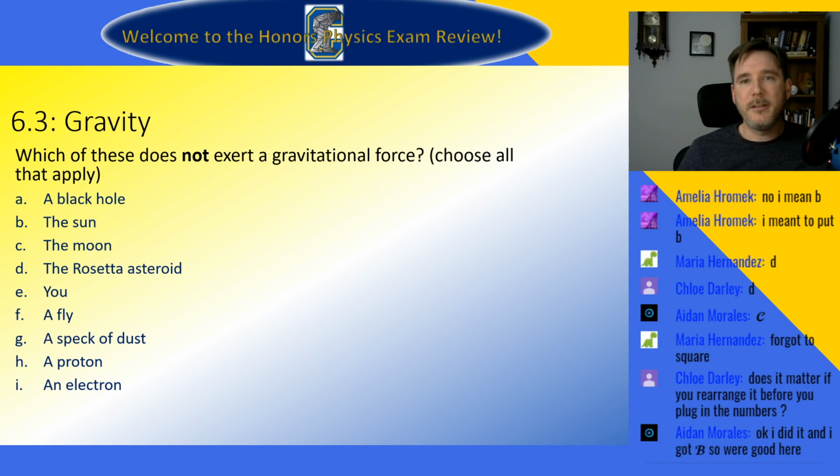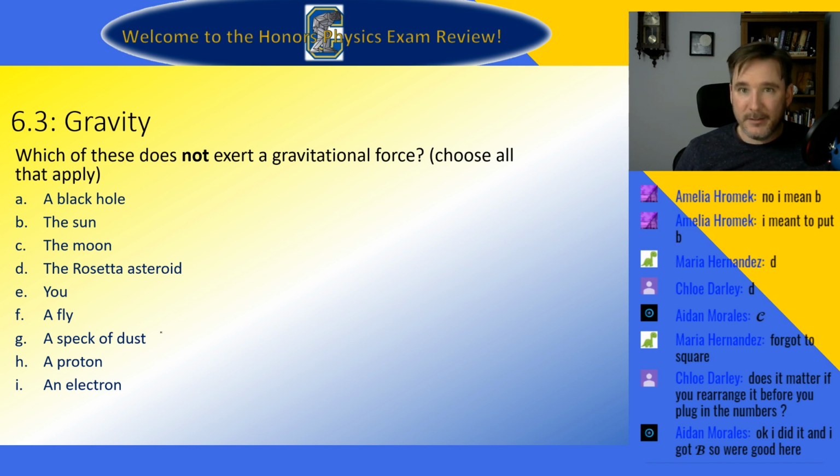Which of these does not exert a gravitational force? A black hole, the sun, the moon, getting smaller as you go down. An asteroid, you, a fly, a speck of dust, a proton, an electron.